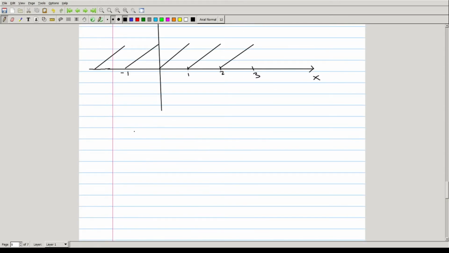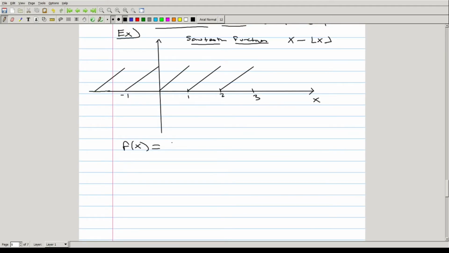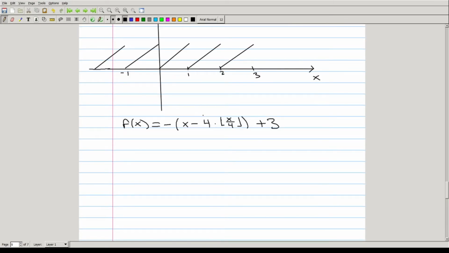So we'll consider the sawtooth function. Say f of x is equal to negative x minus 4 times the floor function of x over 4, plus 3. I'll take a look at this in Desmos.